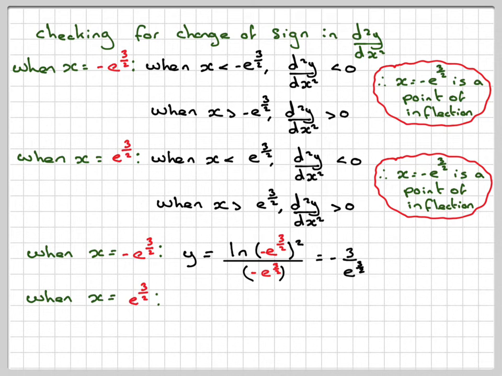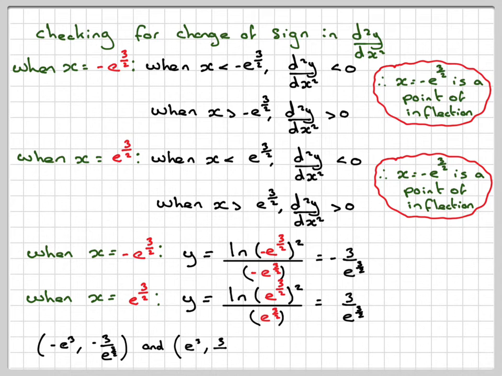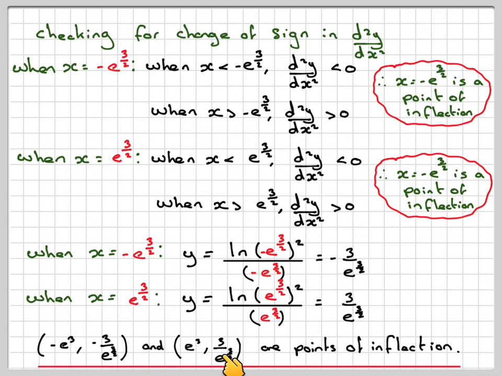And when x is e to the 3 over 2, you're going to get that y is ln of (3 over 2) squared over e to the 3 over 2. And again, this will be positive, this will be positive, so you're just going to get 3 over e to the 3 over 2. So minus e to the 3 over 2 and e to the 3 over 2 are both points of inflection, non-stationary points of inflection.